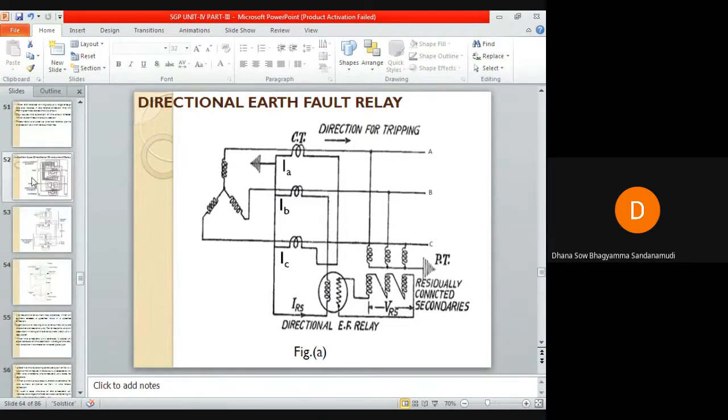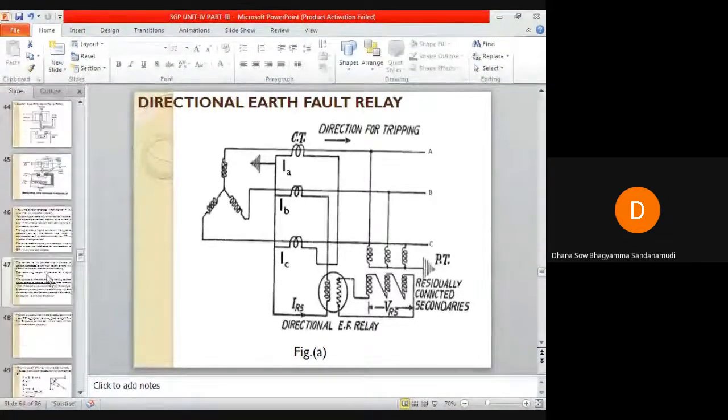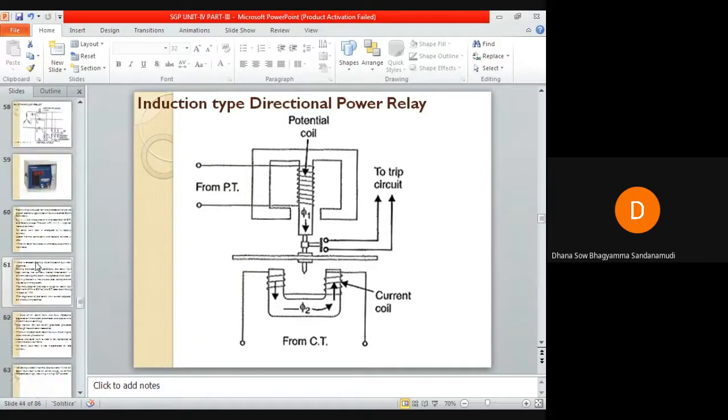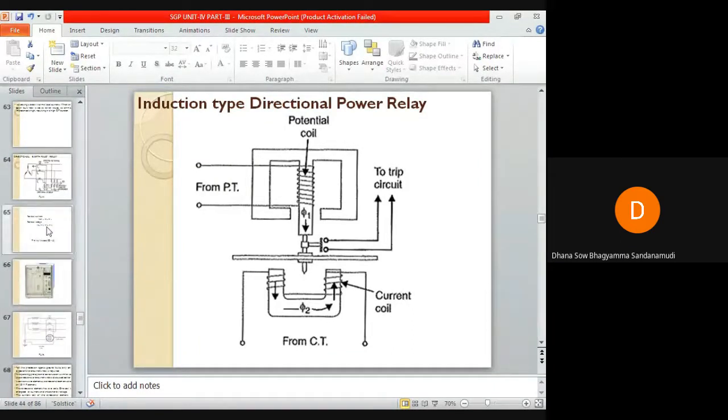If you remember the directional overcurrent relay, it consists of an upper electromagnet and a lower electromagnet, and there will be a potential coil wound on the central limb of the upper electromagnet and a current coil wound on the lower electromagnet. The operating principle and construction of this earth fault relay is similar to your directional overcurrent relay.